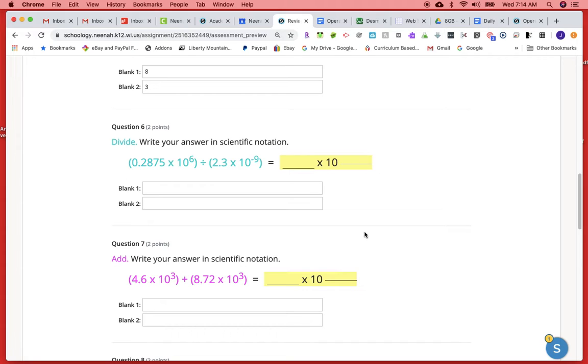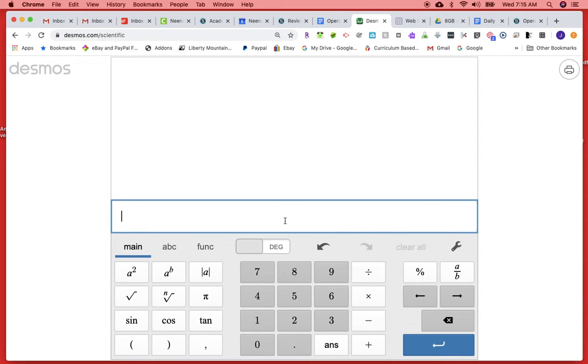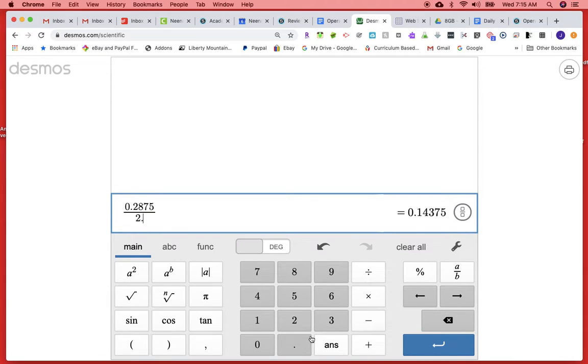All right, you should have plenty of time to work through this one. So our very first step, we should notice that we are dividing. So what we need to do is take our number 0.2875 divided by 2.3. So I'm just going to copy that. I'm going to divide that by 2.3, clear this out. Divided by 2.3. And we're going to get 0.125. I want to copy this, and I don't think the decimal will carry over, but let's try it. 0.125.